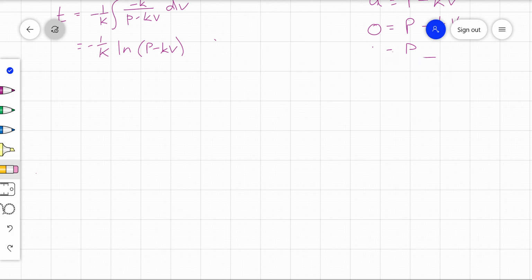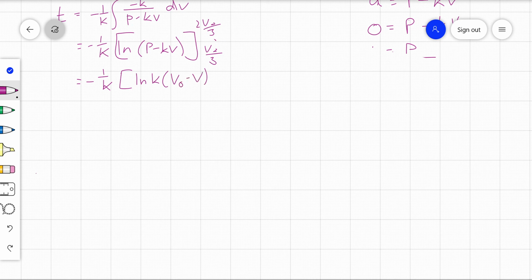All right, so let's make it negative 1 on k, oops. Let's say v0 on 3 and 2v0 on 3. And let's change it as well so we don't have any p's in there. So let's change that like we did before. So it's log of all of that, but this time we've got the limits. All right, so we've got negative 1 on k. So let's put them in.